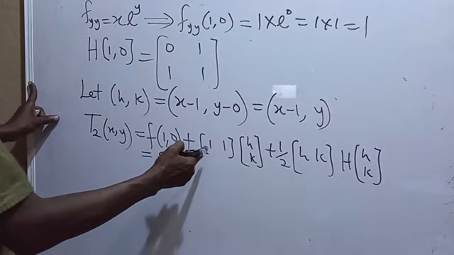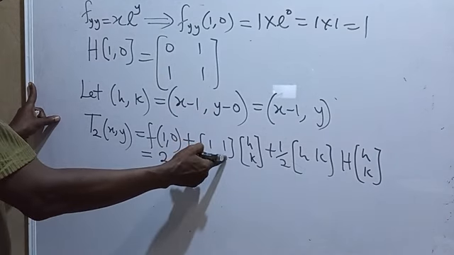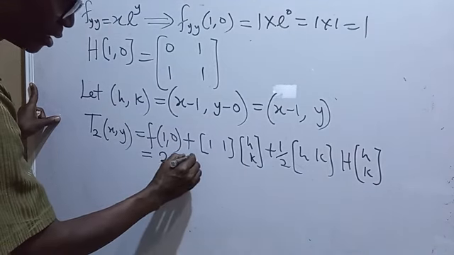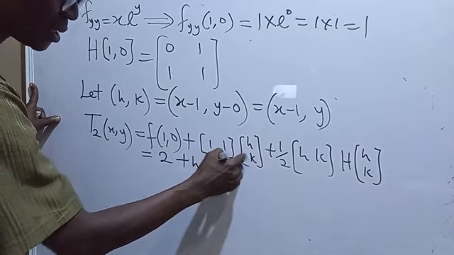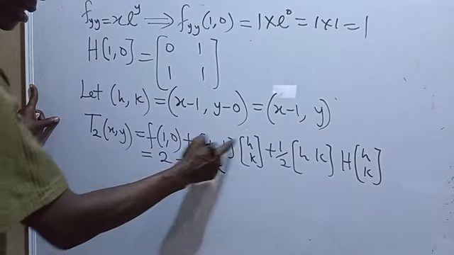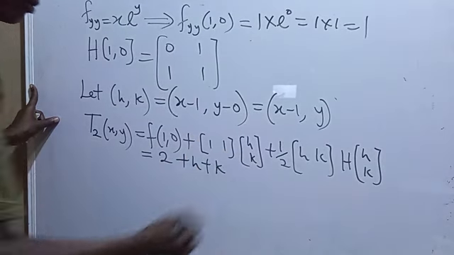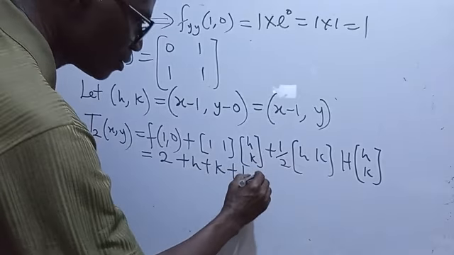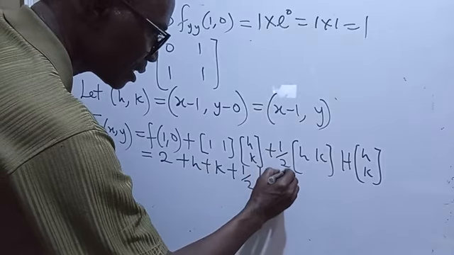Now let's multiply out. We want to multiply this matrix by this. 1 times h, that's h, plus 1 times k, that's k. I hope you got what I did there. 1 times h plus 1 times k. Beautiful. Then plus half of now hk.